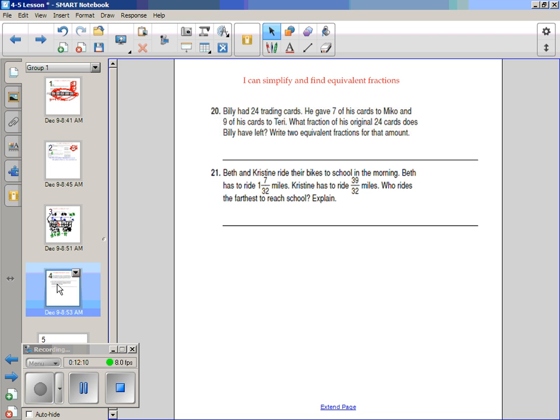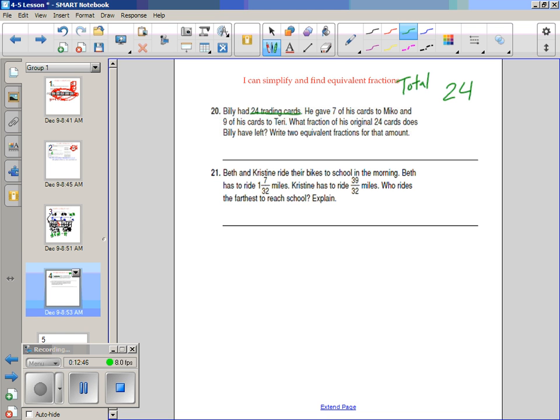So, let's talk about how do we attack these problems. One method we've talked about is we should underline. How about we get the important information out of here? Okay? It's 24 trading cards. Is that important? Yeah, what does it represent? 24 is the total, so he's starting with 24.